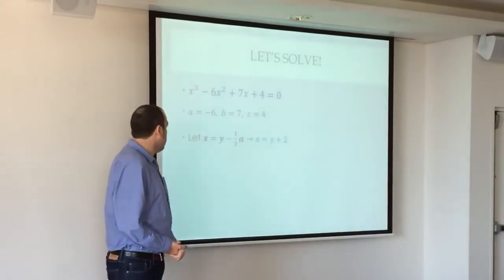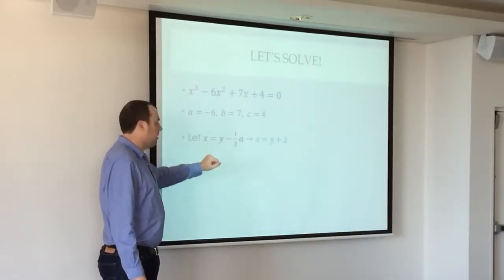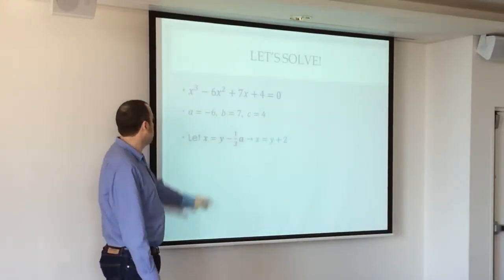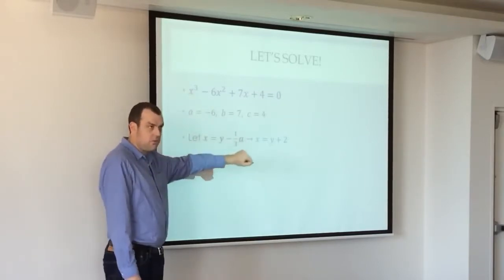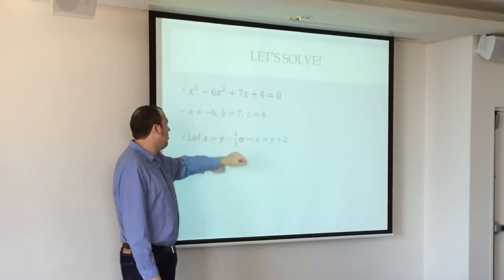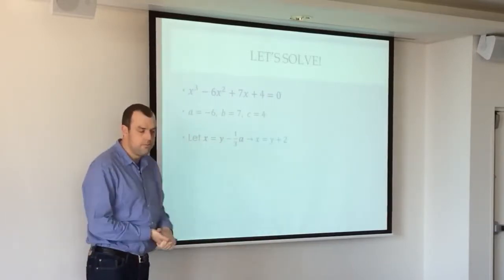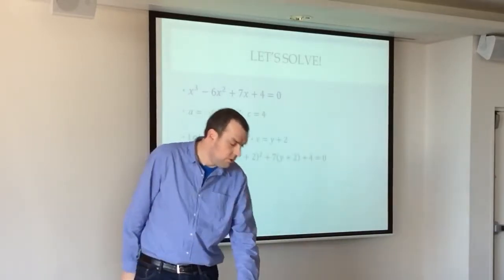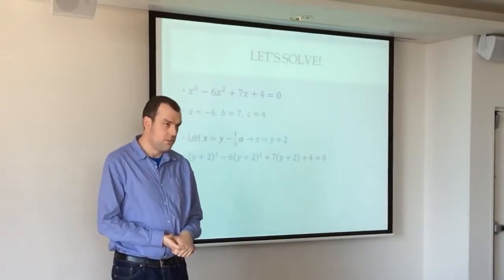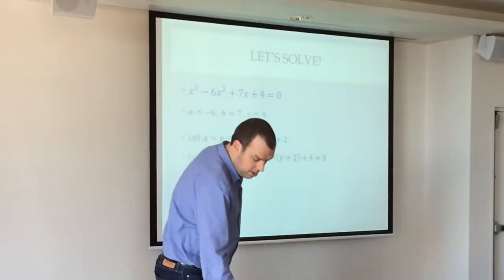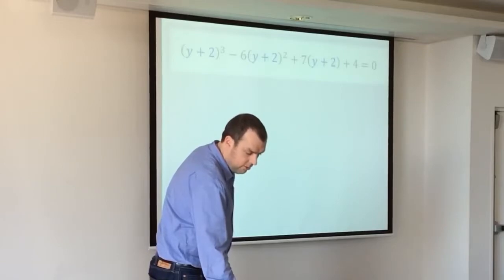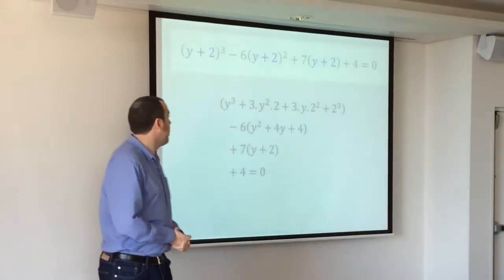First thing we do, we let x equal y minus a third a. Alright, so we've got x here, we make a substitution. If x is equal to y minus a third a, so that's x equals y plus 2 for this particular one, and then we substitute, we get that equation, which doesn't look like much of an improvement.